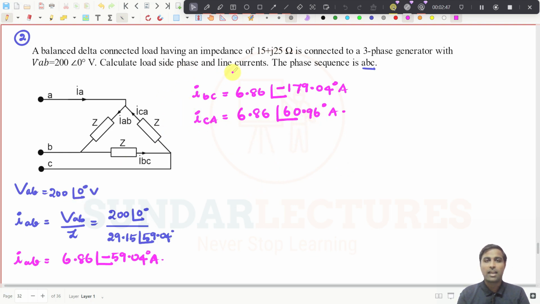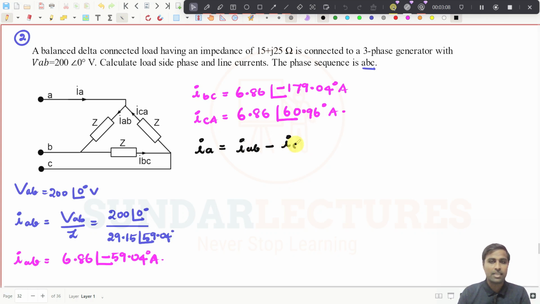What are the phase currents, right? These are all phase currents. I have found the phase current. And now if I want to find the line current, then what I have to do is very simple, right? We know the formulas anyhow. If I want to find IA, what is the formula for finding out IA? Simply you can write it as IAB minus ICA, right?